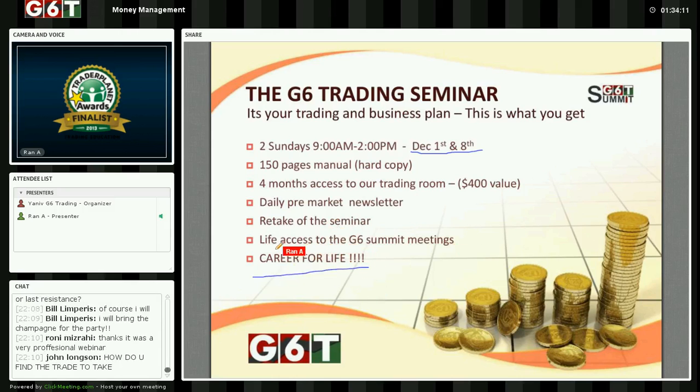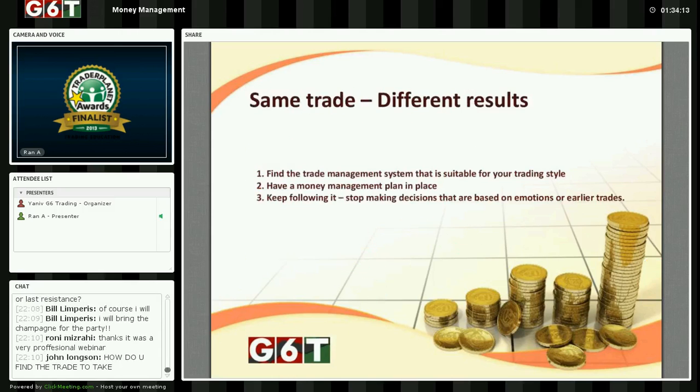How do you find the trades to take? I use a scanner, but Yaniv uses Finviz. I use a Stockbox. Even in DAS, I know you use DAS, there's a built-in scanner that can actually shoot the gaps for you.